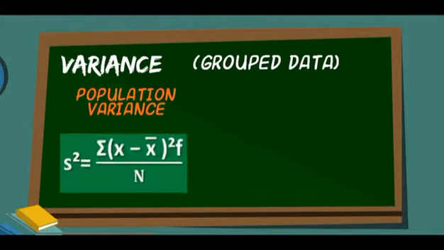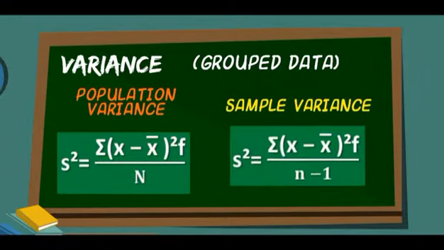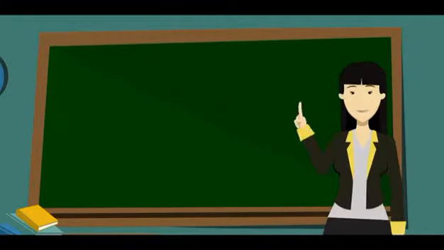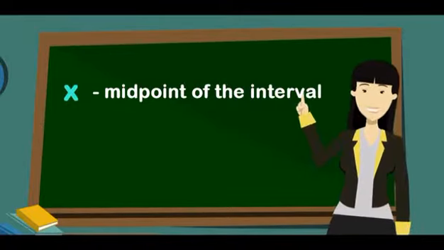For the grouped data, we use the formula S squared is equal to the summation of the product of squared deviations and frequencies all over n, or n minus 1 for the sample variance, where x is the midpoint of the interval. Let's have an example.